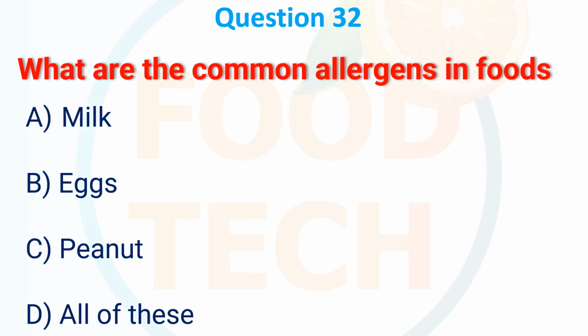What are the common allergens in food? A. Milk, B. Eggs, C. Peanut, D. All of these. The answer is D. All of these.